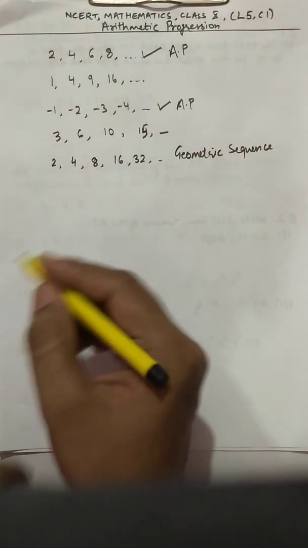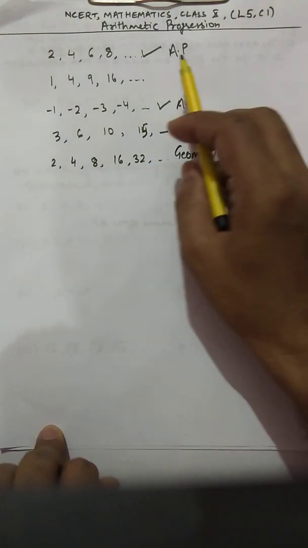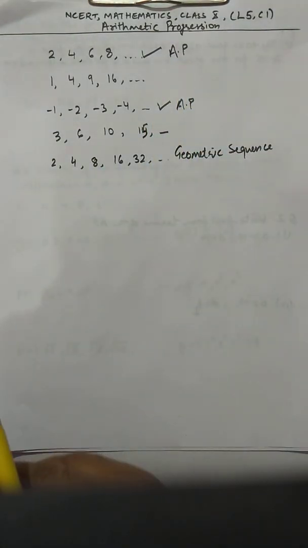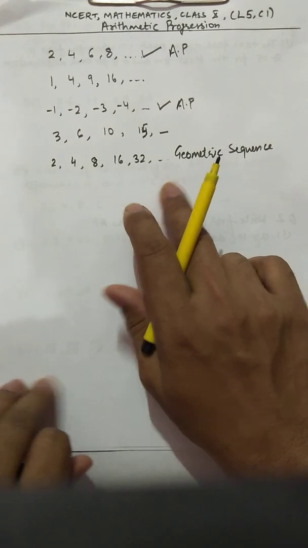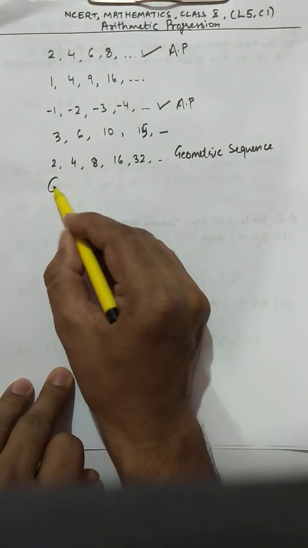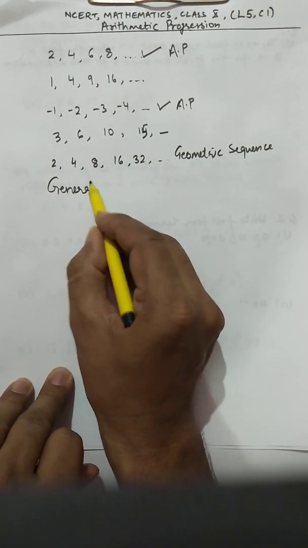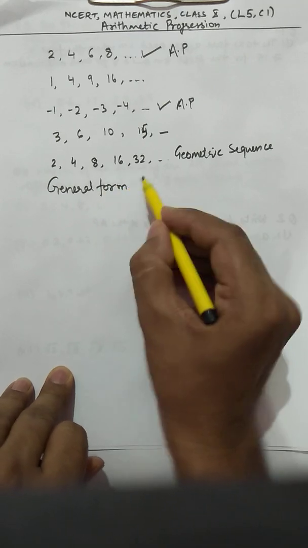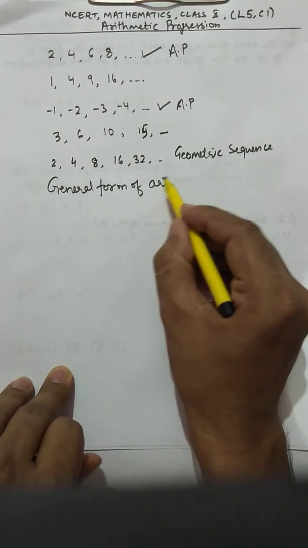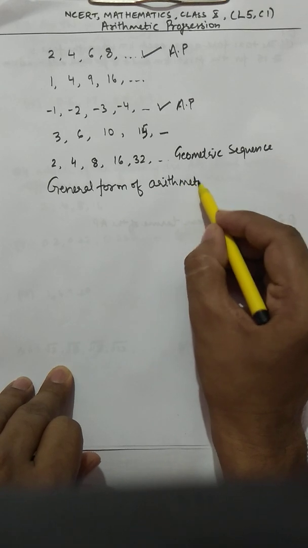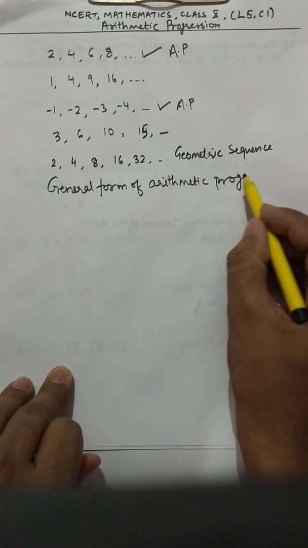So now we are coming to the, because this chapter is about arithmetic progression, so we'll discuss in detail about arithmetic progression only. So your general form, now I am going to write the general form of arithmetic progression.